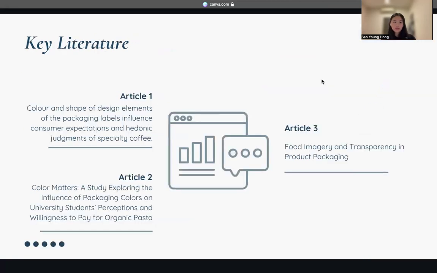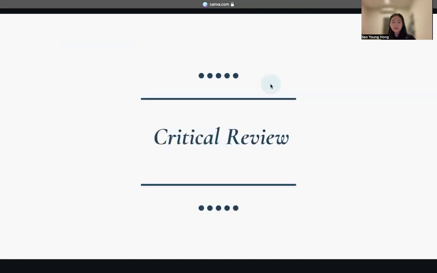Key literature. My first article is about how color and shape design elements of packaging labels influence consumer expectation and hygienic judgment of specialty coffee. The second one is Color Matters, a study exploring the influence of packaging color on university student perceptions and willingness to pay for organic pasta. And the third article is about food imagery and transparency in product packaging.